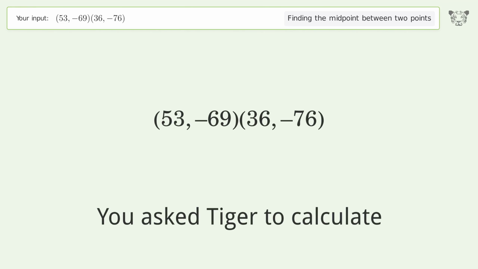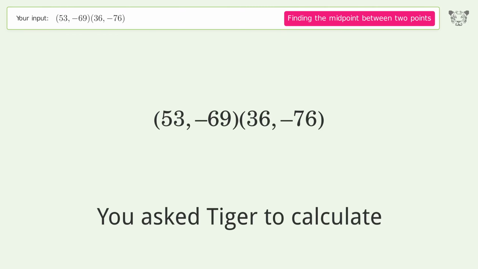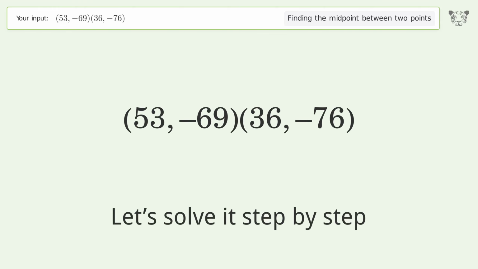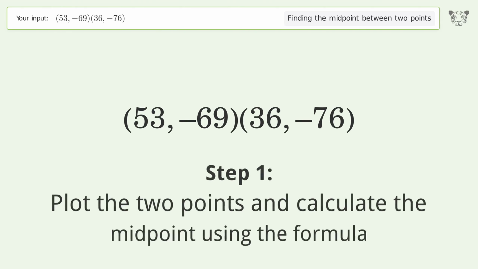You ask Tiger to calculate. This deals with finding the midpoint between 2 points. The midpoint between the 2 points is 44.5, negative 72.5. Let's solve it step by step. Plot the 2 points and calculate the midpoint using the formula.